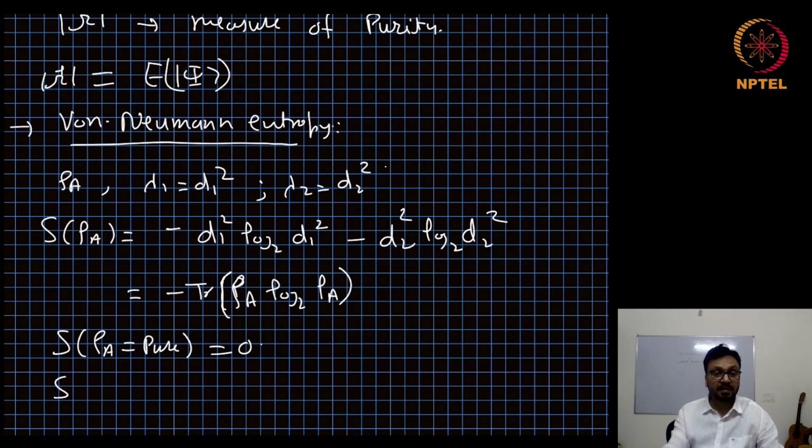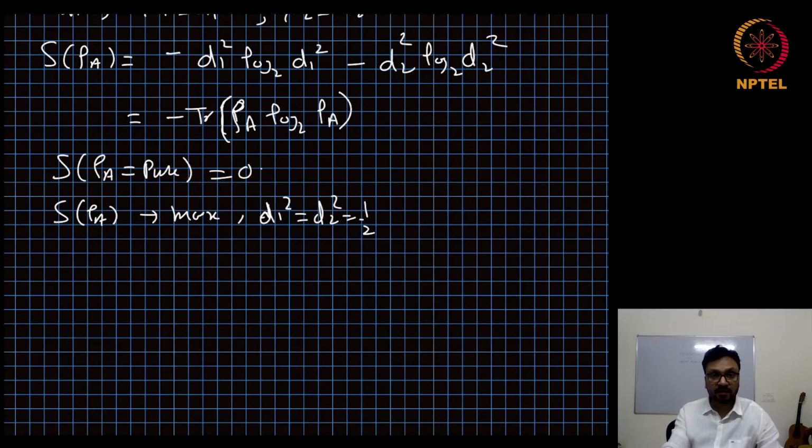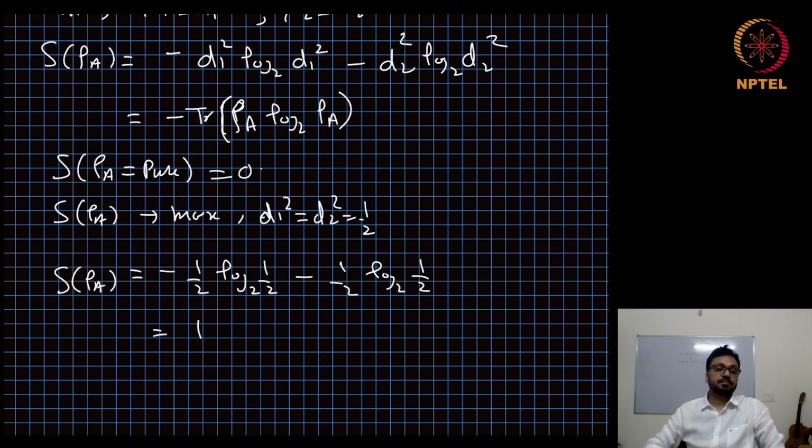S of rho A is maximum when d1 square equals d2 square equals half. In that case, our Von Neumann entropy S of rho A will be minus half times log base 2 of half minus half times log base 2 of half, and that will become 1. So the maximum Von Neumann entropy for a 2-qubit system is 1 and the minimum Von Neumann entropy is 0.